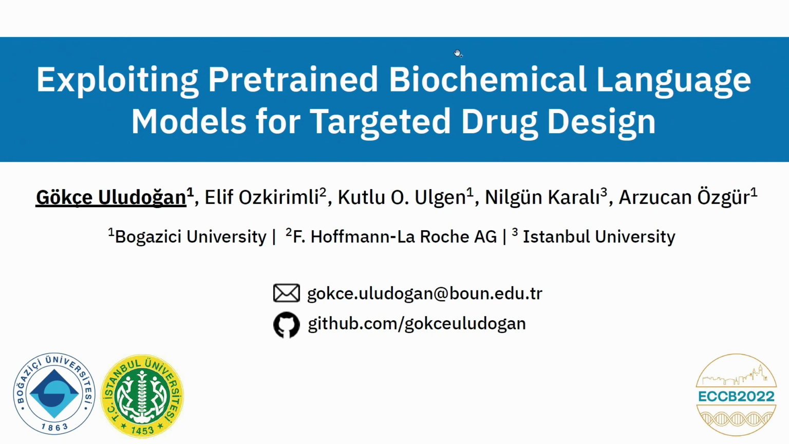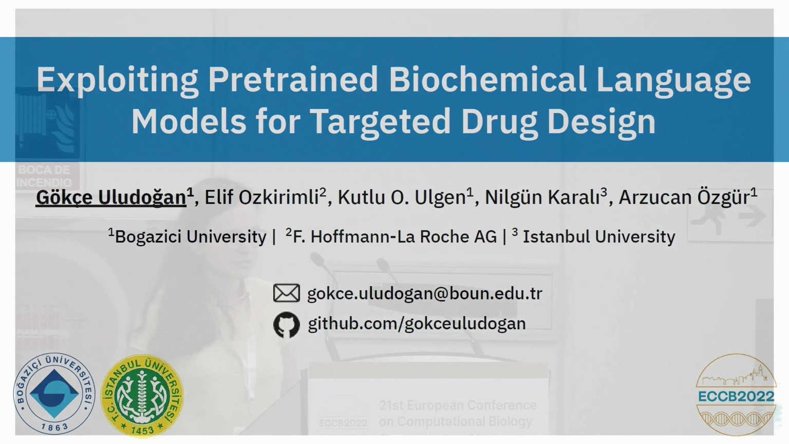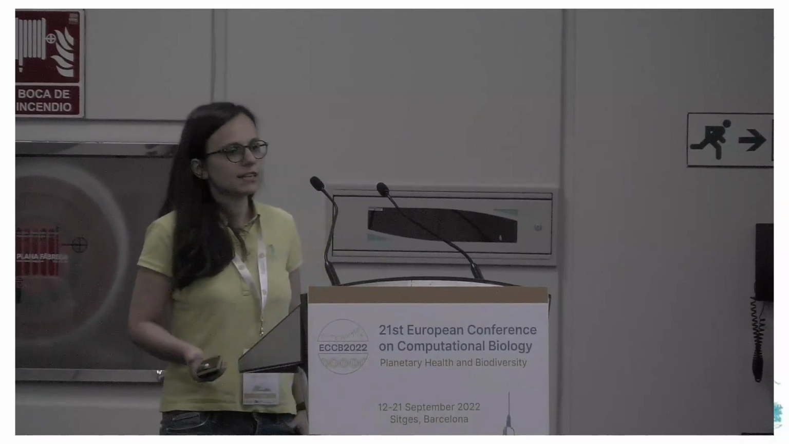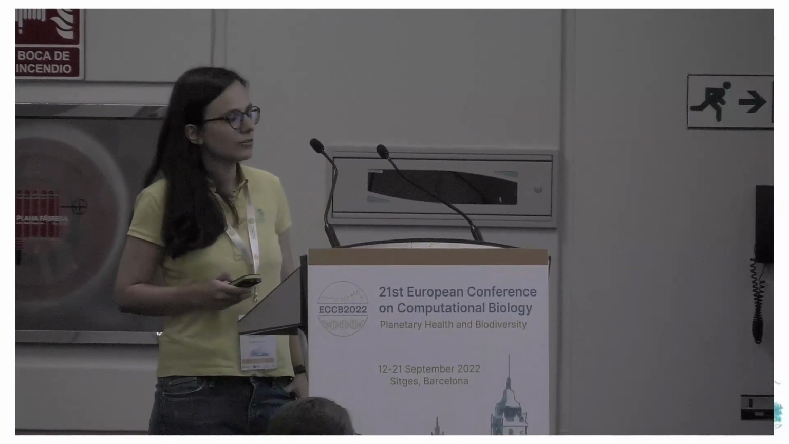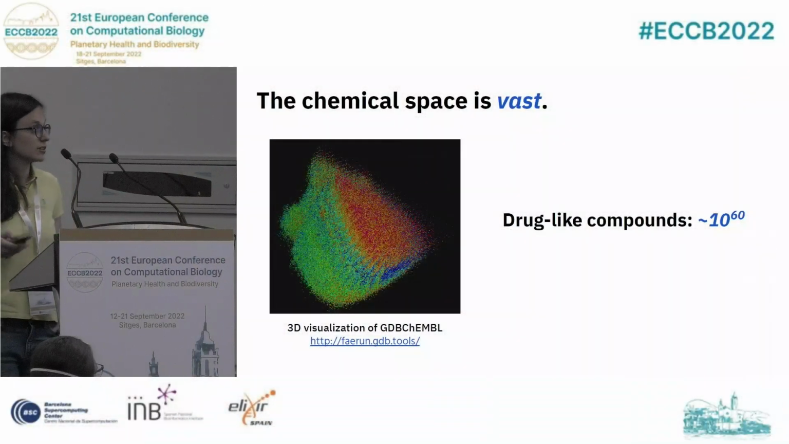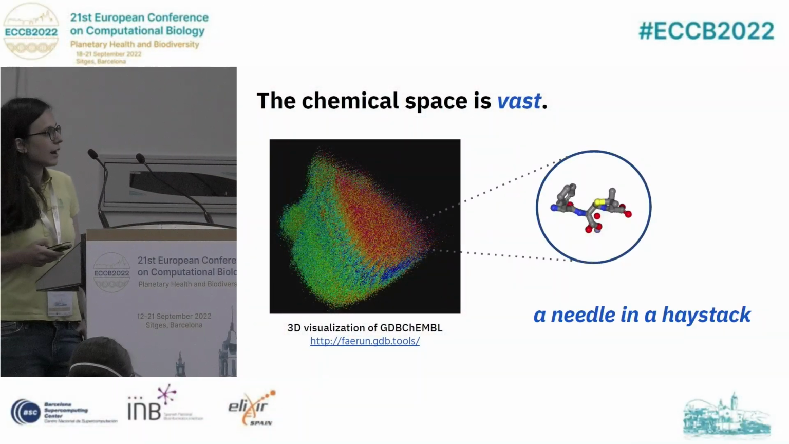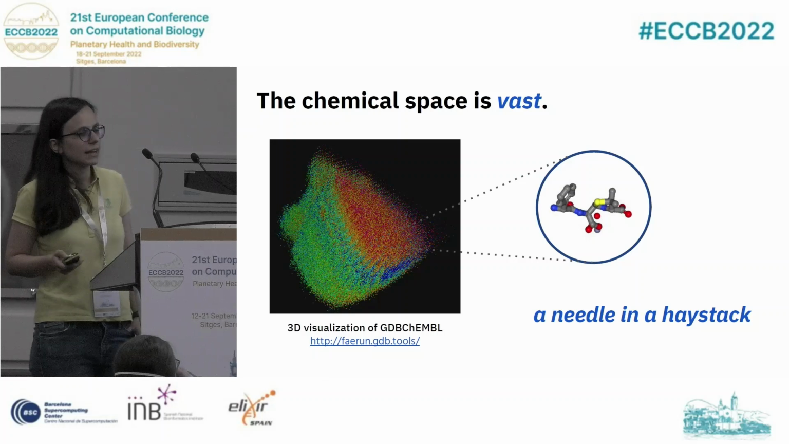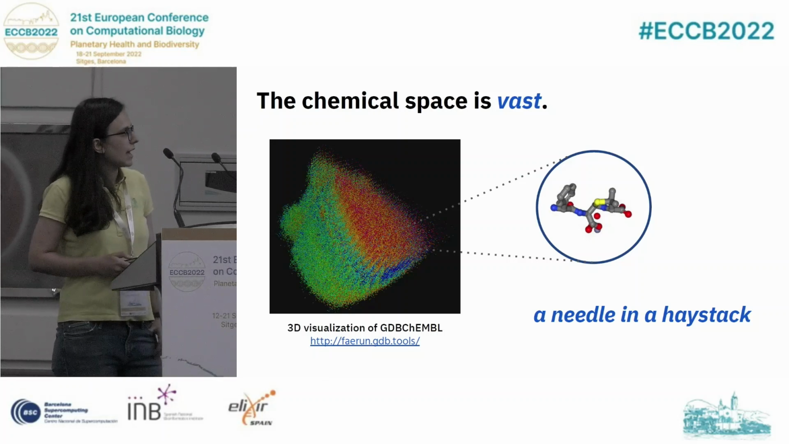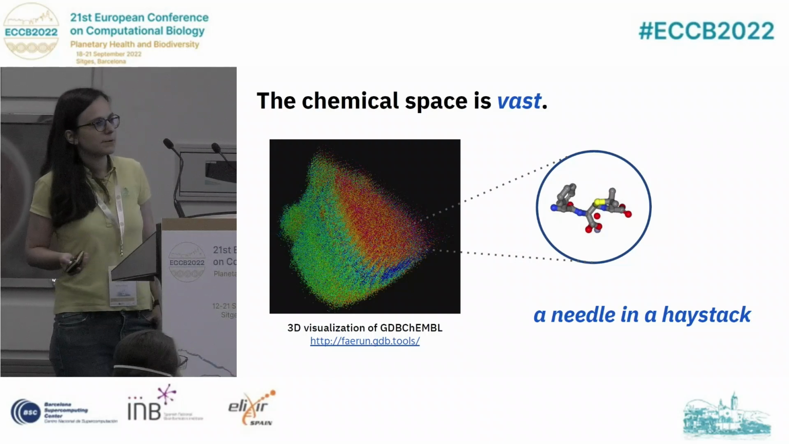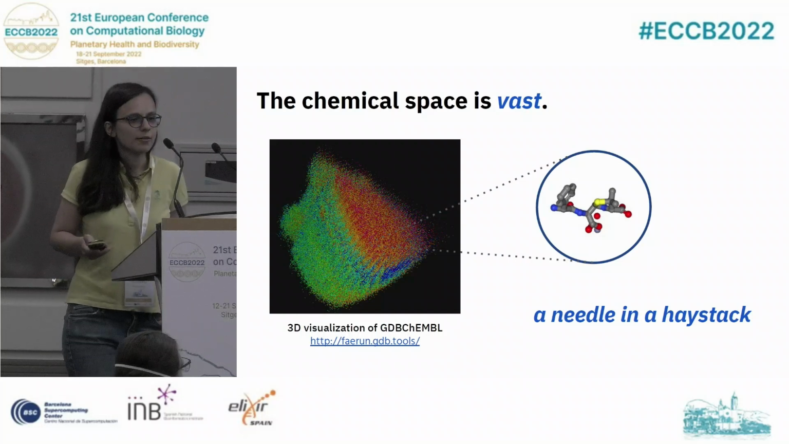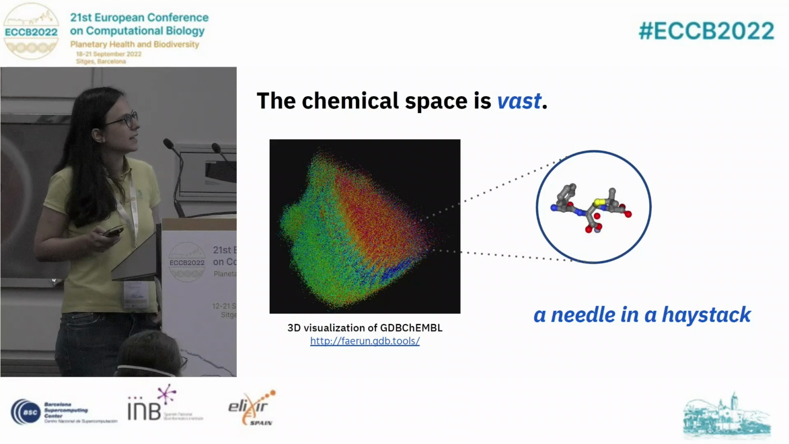Hello, everyone. I'm Gökçe, and I'll talk about our work exploiting pre-trained biochemical language models for targeted drug design. As you may know, or you may not, the chemical space is vast, and only drug-like compounds have been estimated to be on the order of 10 to the 60. Therefore, identifying a compound with affinity towards targets of interest is like finding a needle in a haystack. And achieving this goal with experimental validation is infeasible. Thus, computational tools have been developed over the years to address this issue.